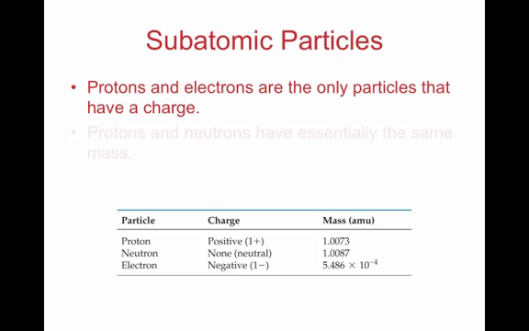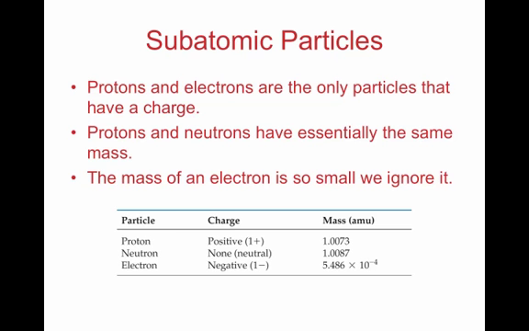Alright, just a quick review. We have three subatomic particles that we want to talk about: the proton, neutron, electron. Protons and neutrons are located in the nucleus of the atom. They account for the mass of the atom. Protons are positively charged, neutrons are neutral.